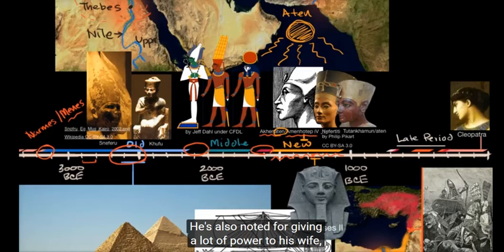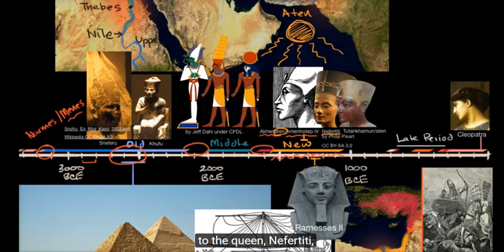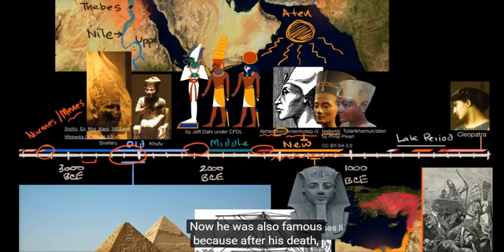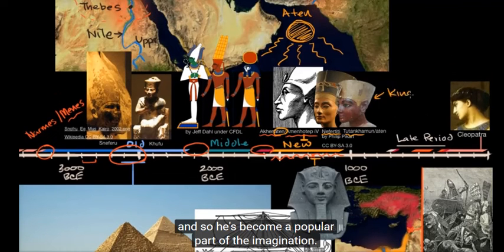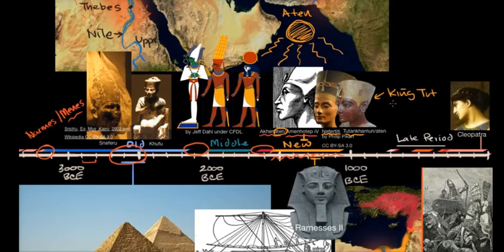He's also noted for giving a lot of power to his wife, to the queen Nefertiti, who some people say was second in command or even co-ruled alongside him. Now he was also famous because after his death, eventually, his son, King Tut, Tutankhamun, comes to power. And the reason why King Tut, as he's often known, although it's Tutankhamun, is known is because we were able to find his tombs in relatively good order.